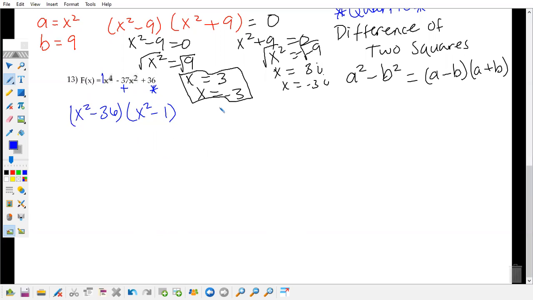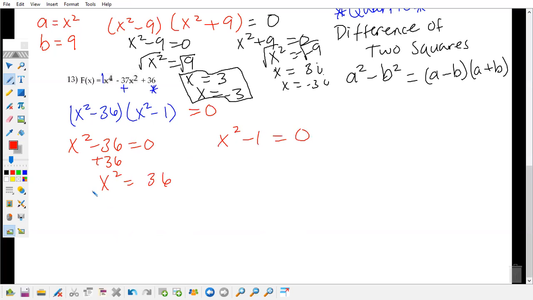Again, we're looking for the 0, so we're going to set this equal to 0. When I set it equal to 0, that means I'm setting each factor equal to 0. So you have x squared minus 36 equals 0, and you have x squared minus 1 equals 0. What do I need to do to get x by itself? Add 36. So we have x squared equals 36.